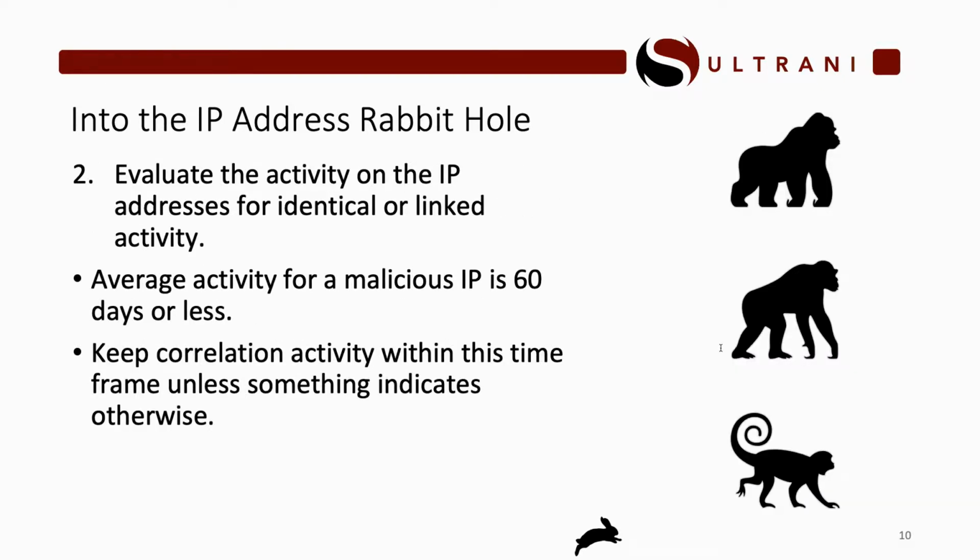Now, there's not just one rule. I implied there's a rule number 2 and 3, and let's talk about number 2 here. So number 2, if you can't figure it out from just looking at the edges, the second thing you can do is evaluate the activity on the IP addresses that you're looking at for identical or linked activity. Identical looks the same. Linked is close but not necessarily identical.